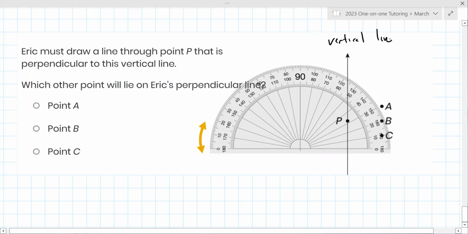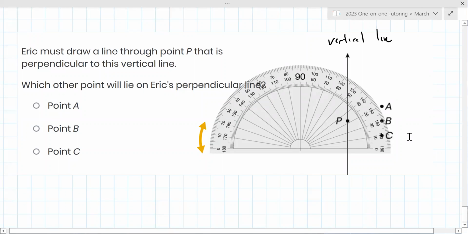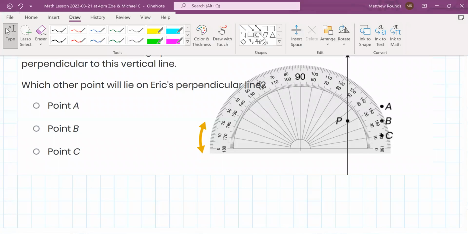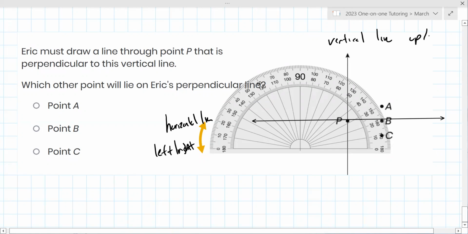Do you remember the name of the line that goes the other direction? So the line that goes the other direction is a horizontal line. Okay, so watch this. I can draw a horizontal line here. Do you see that that line there is sort of horizontal to the other one? Call it a horizontal line. So horizontal lines go left and right, and vertical lines go up and down.